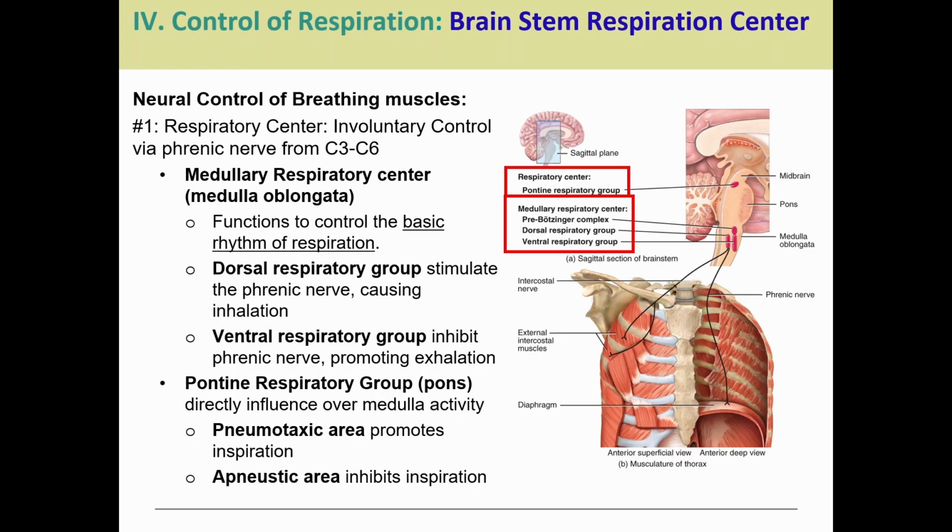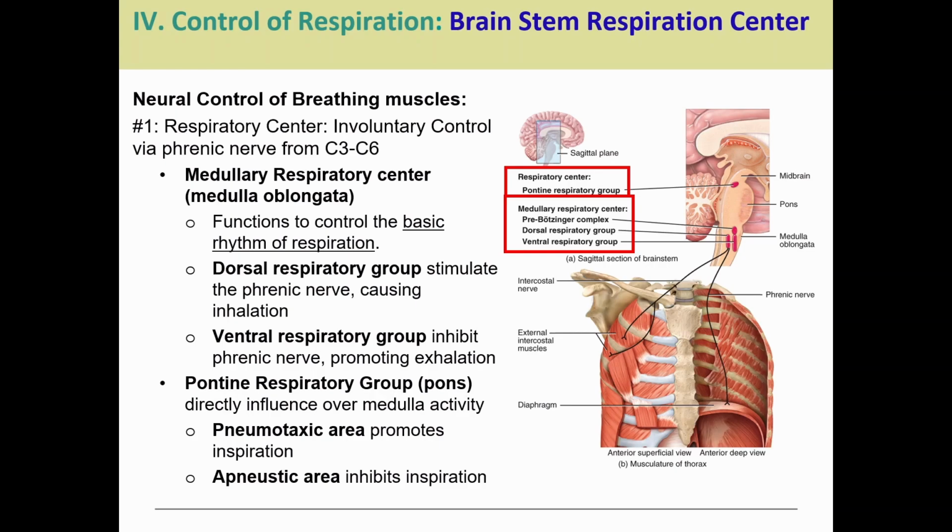And so the dorsal respiratory group found inside the medulla is going to stimulate the phrenic nerve for inhalation. The ventral respiratory group, also found in the medulla, is going to inhibit the phrenic nerve, and this is going to allow for exhalation, because the phrenic nerve allows the intercostals and the diaphragm to contract, which means inhalation. If we inhibit that nerve, then we relax those same muscles, which is exhalation.